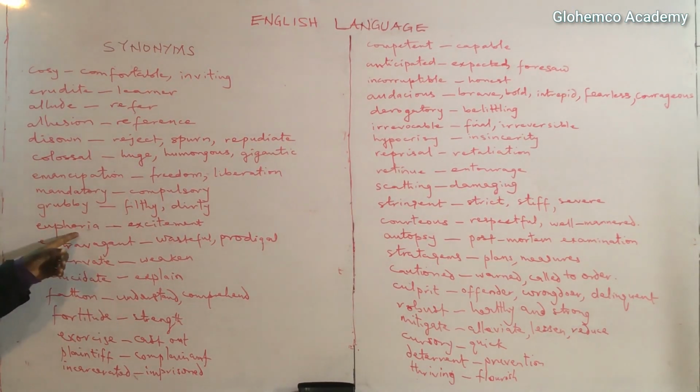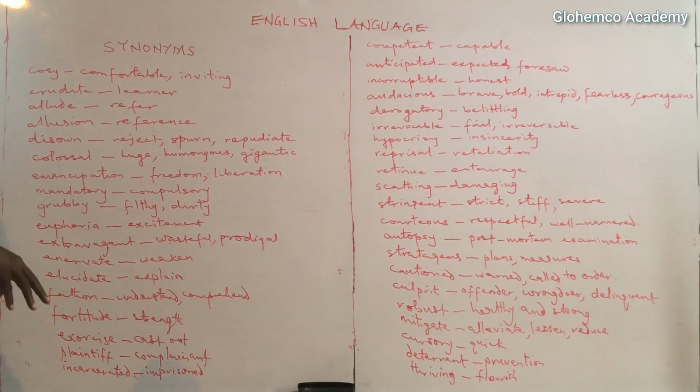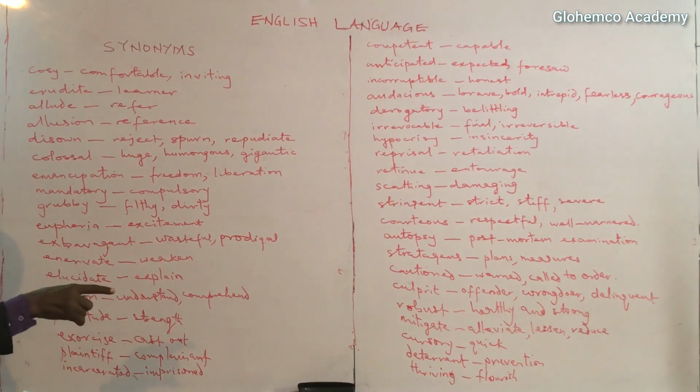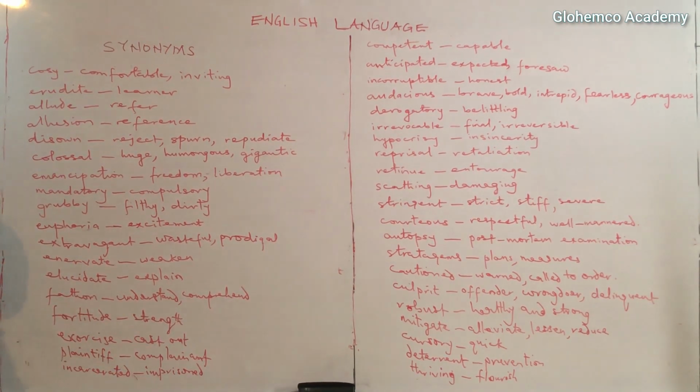Then you have euphoria. Euphoria means excitement. When you are showering an accolade on somebody for his exceptional performance in an area of human endeavor, you are excited about him or her. So that's euphoria, excitement. When you are excited, you are happy, extremely happy. So the noun form is excitement.